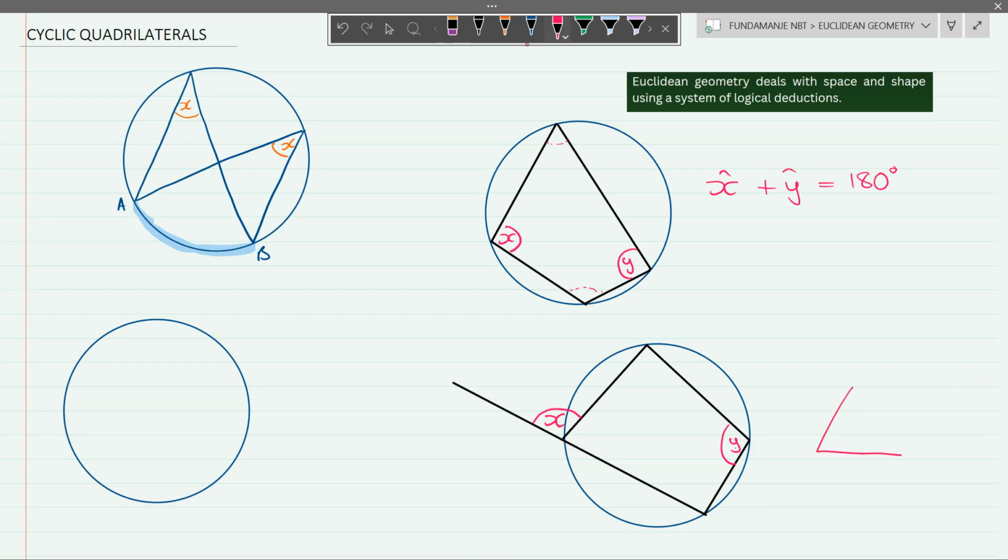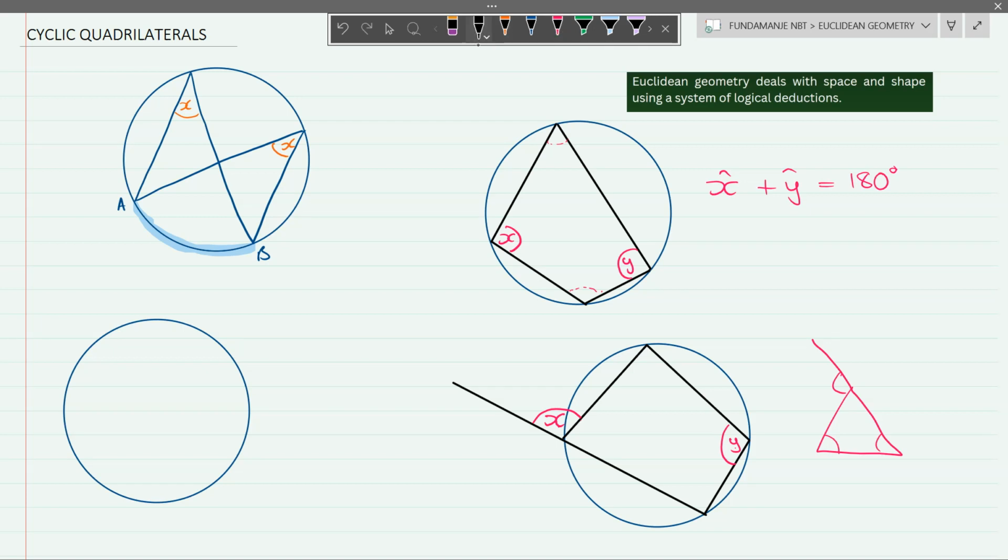This is also similar to the exterior angle of a triangle being equal to the two opposite interior angles. So it's reminiscent of that one. And within Euclidean geometry, you have to apply all the properties of shapes that you have done up until now, especially the ones that include triangles.